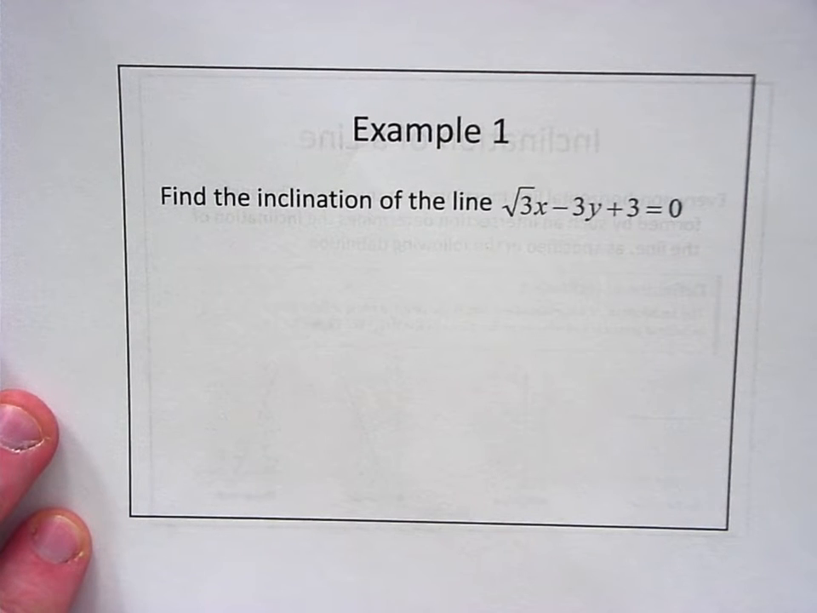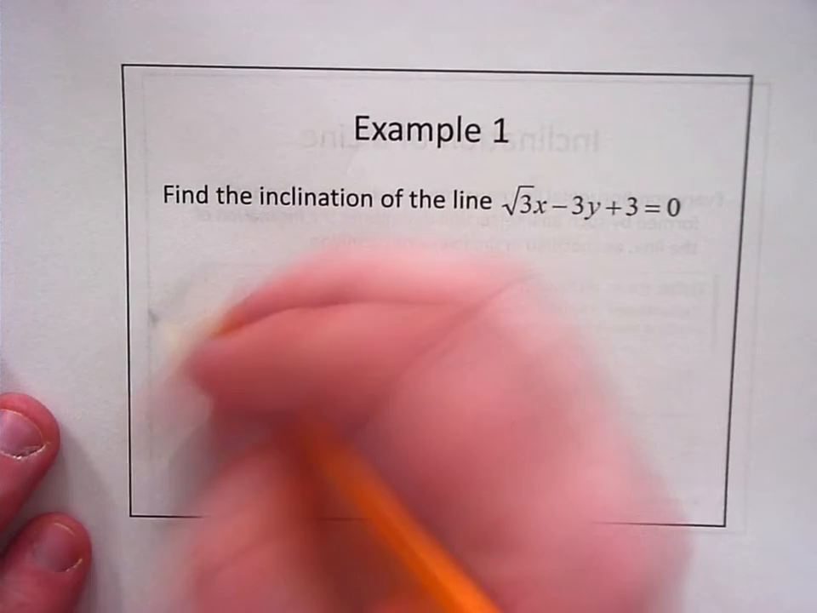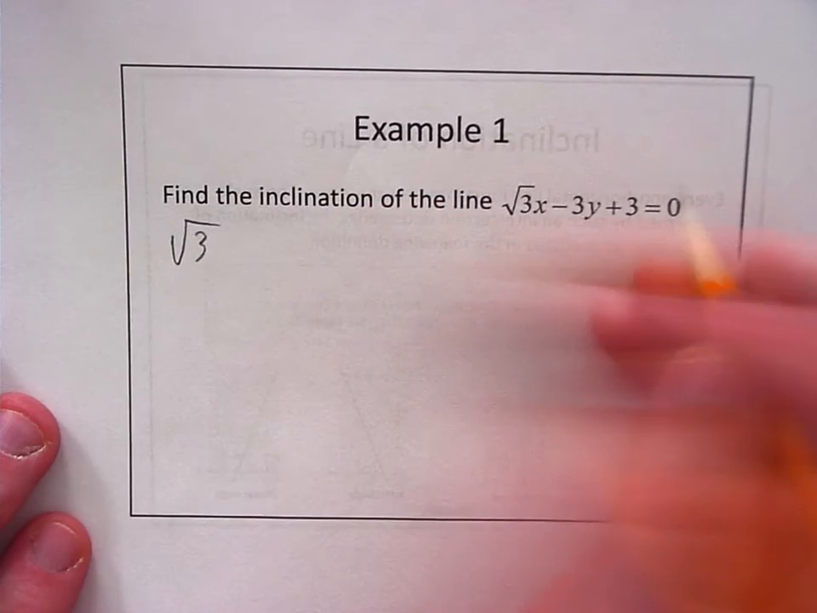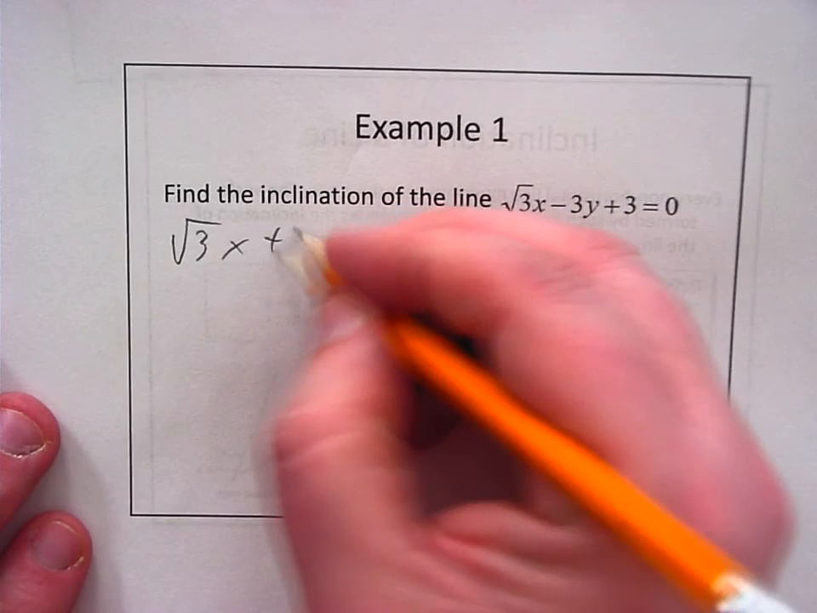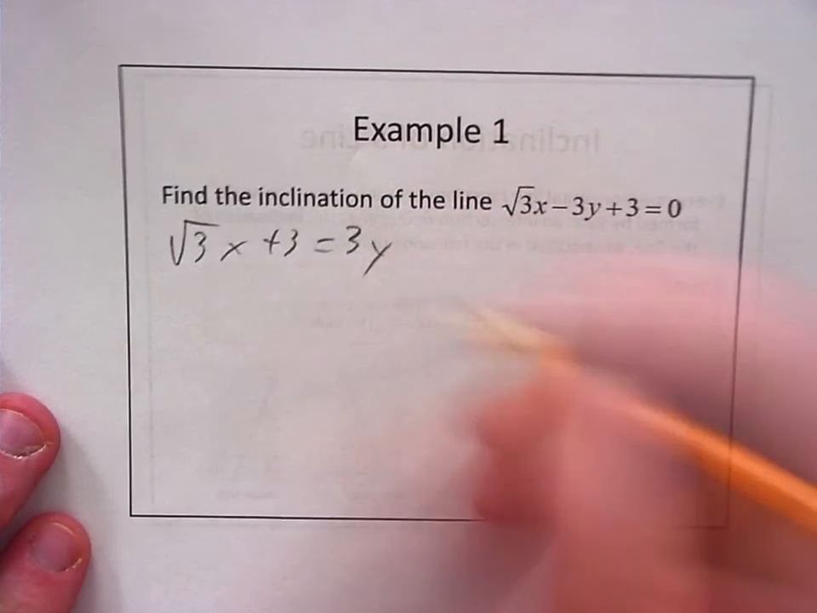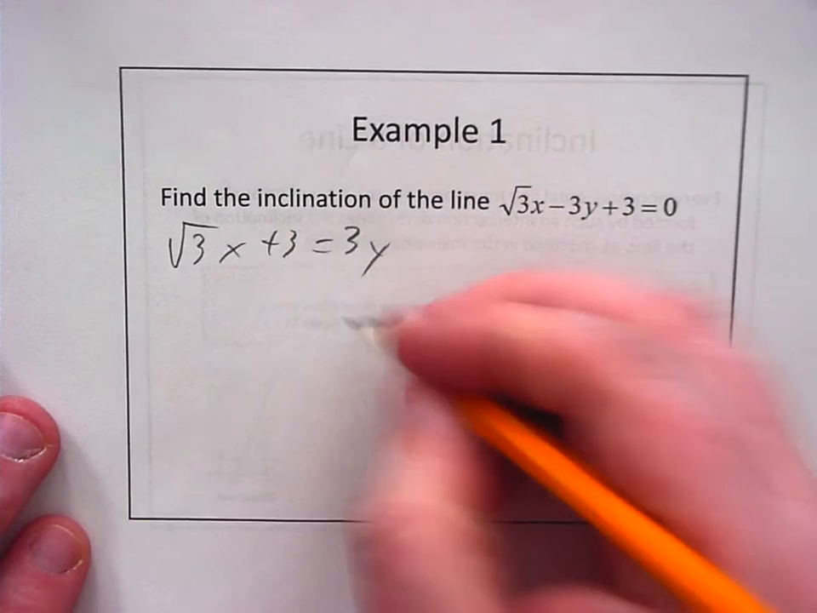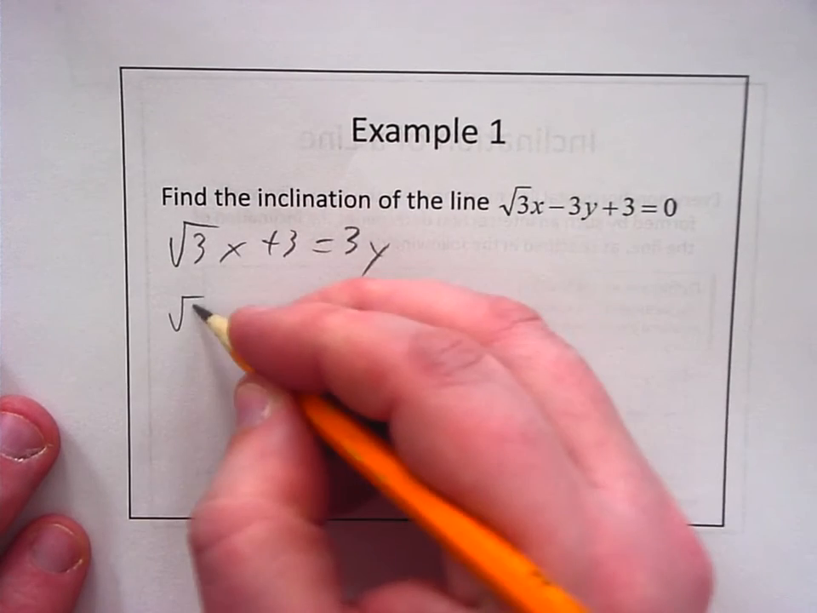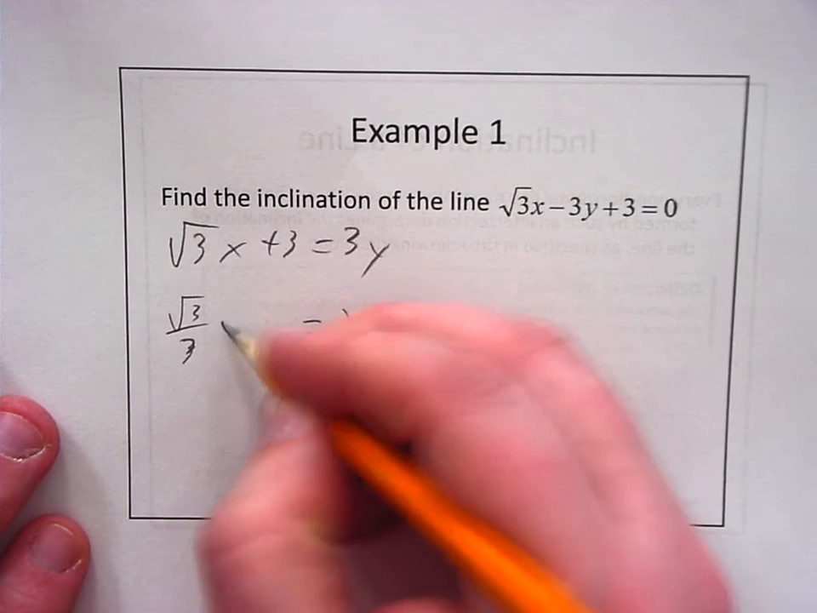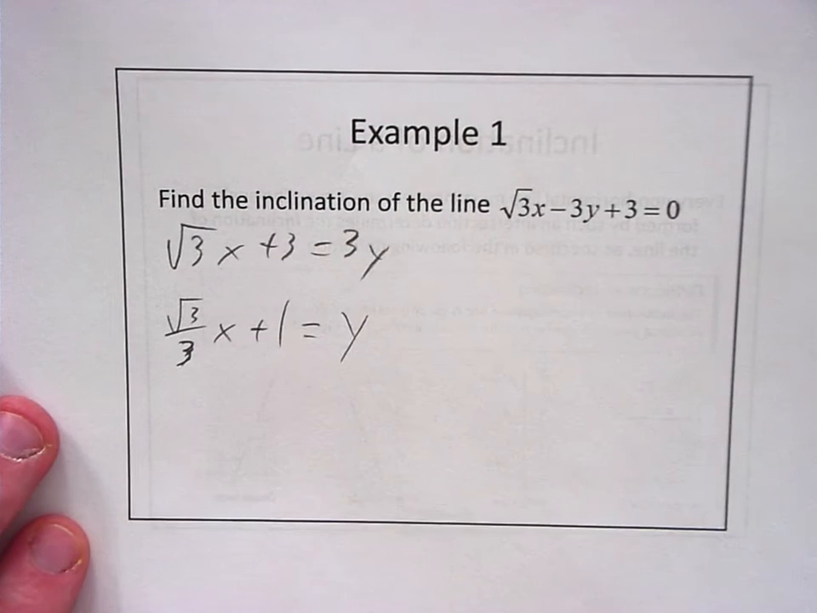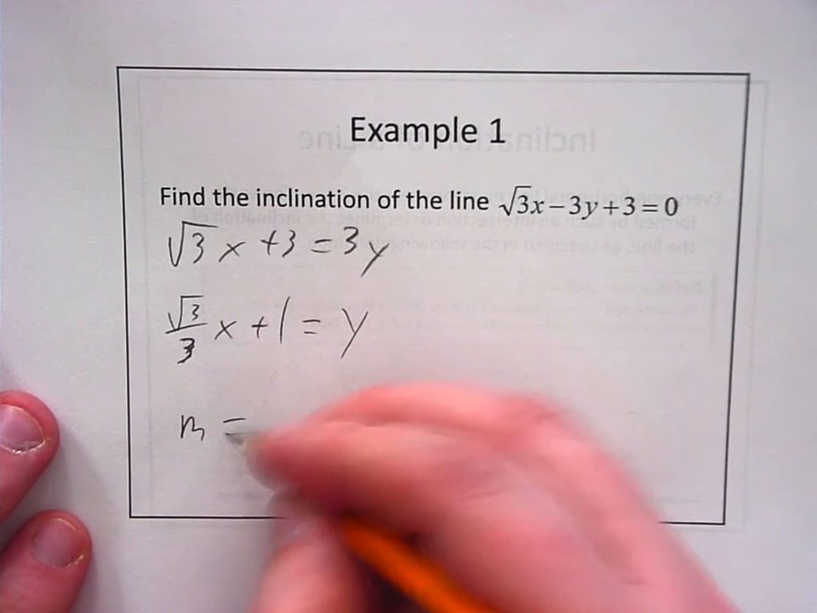Well, what do I need to do first? Find the slope. What do I do to find the slope here? Yeah, I'd move the 3y over to start. So I have the square root of 3x plus 3 is equal to 3y. Then what? Divide by 3. So that y is equal to the square root of 3 over 3 x plus 1. So the slope is square root of 3 over 3.